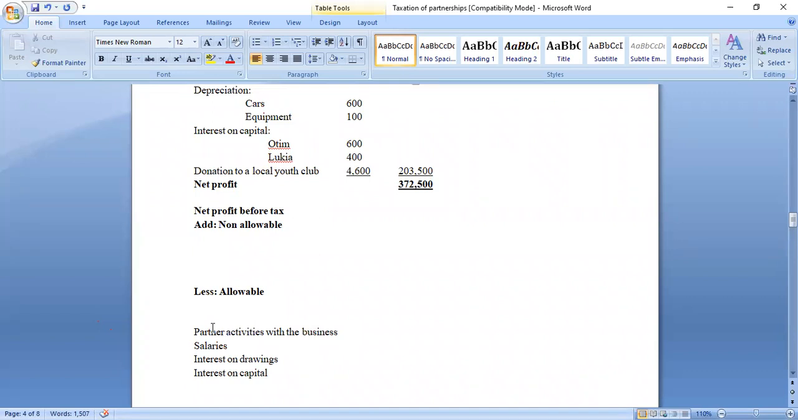And then the balance is shared by the partners. So these activities, for example salaries and interest on capital, we know that these are expenses, the deductions. So if they are included in the profit or loss, we are saying you add them under non-allowable. Add them so that in adding them, you're actually removing them.